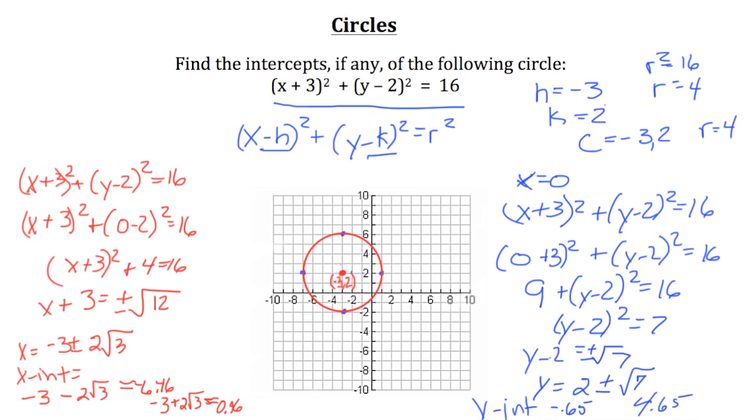Let's just look on the graph to make sure that makes sense. When we look on this graph, we see, yes, going up here on the y-axis, we have an intercept right about there at (0, −0.65) and (0, 4.65), just under 5. So yes, our work makes sense. Our equation was solved correctly.